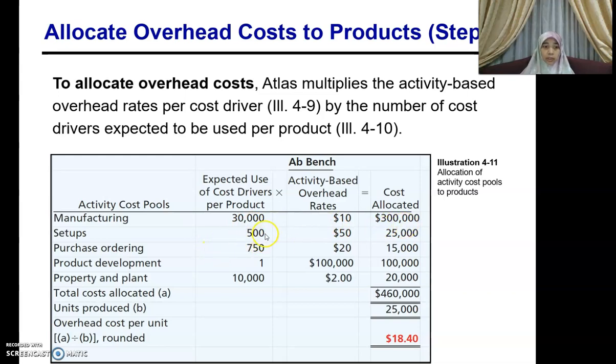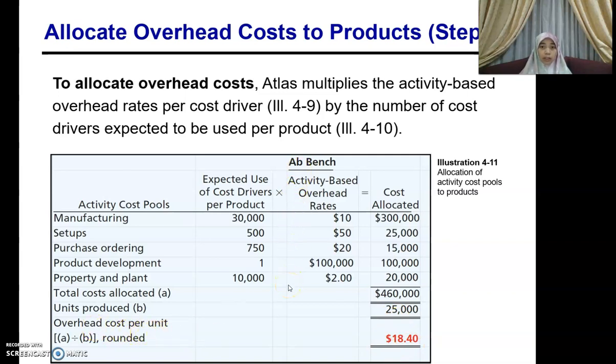You do the same thing for your setup. Setup is 50 ringgit per setup. For your App Bench, there are altogether 500 setups, so you've got 25,000. You do the same for all the rest of it, so you will get the total cost as 460,000. And then you produce App Bench 25,000 units. So you can work out per unit, that is 460 divided by 25. You will get 18 ringgit and 40 cents. That is the overhead cost per unit for App Bench.